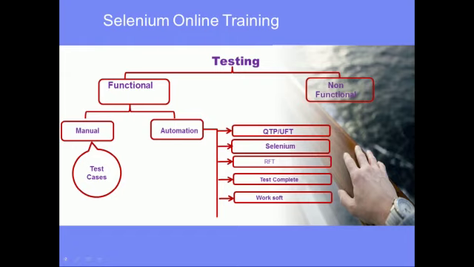Again, in functional testing, we have two types of testing: manual testing and automation testing. Based on the introduction about yourselves, I came to know you guys have basic knowledge of manual testing. But still, if you don't, no problem. I'll explain what manual testing is and what automation testing is. Manual testing is nothing but checking the software manually. We will write the test cases and we will test the application.